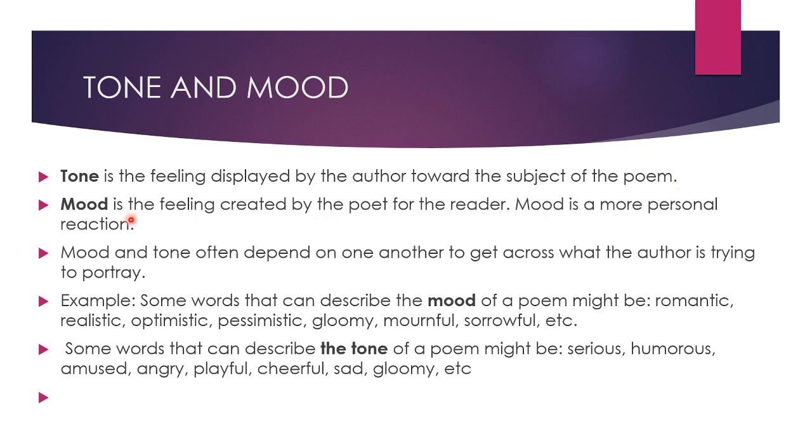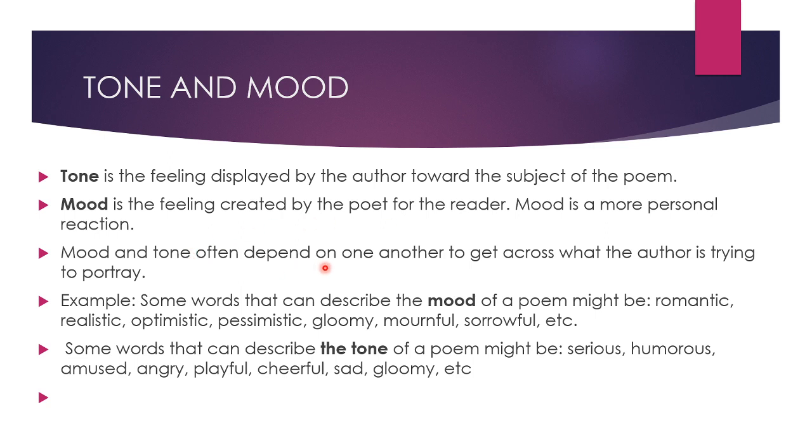But mood is the feeling that is created by the poet for the reader. Mood is the more personal reaction. That means when you are reading the poem, what feeling comes inside you? That is mood. So mood is my personal feeling. M from mood, M from my personal. Mood is personal, whereas tone is for the poet. What was the poet feeling at the time when he was writing that poem? And mood is what is my feeling when I am reading that poem. So I hope it is clear now.